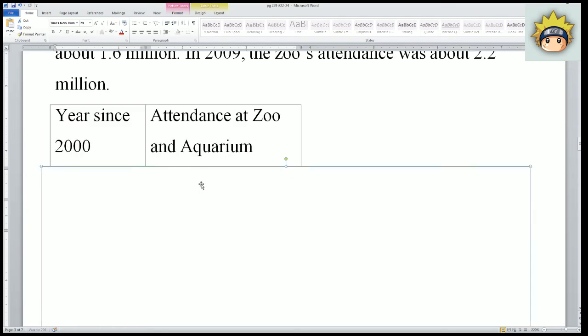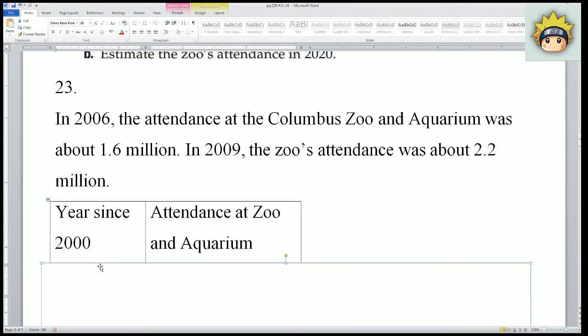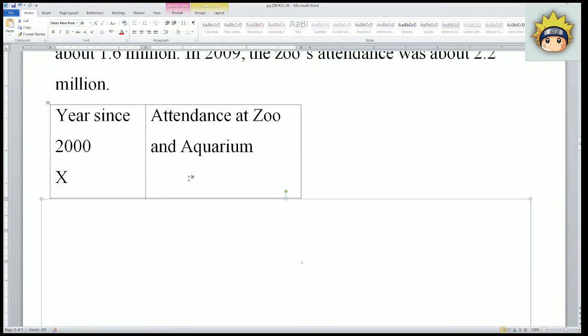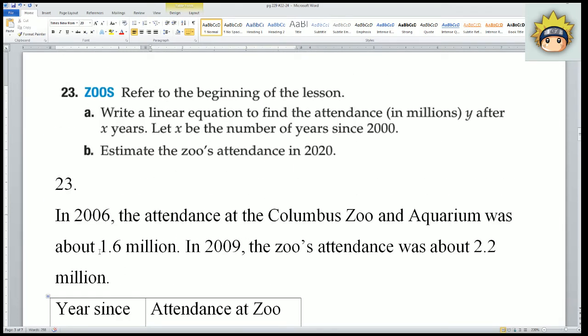So I got an x value, which is going to be here, and a y value, which is going to be right here.